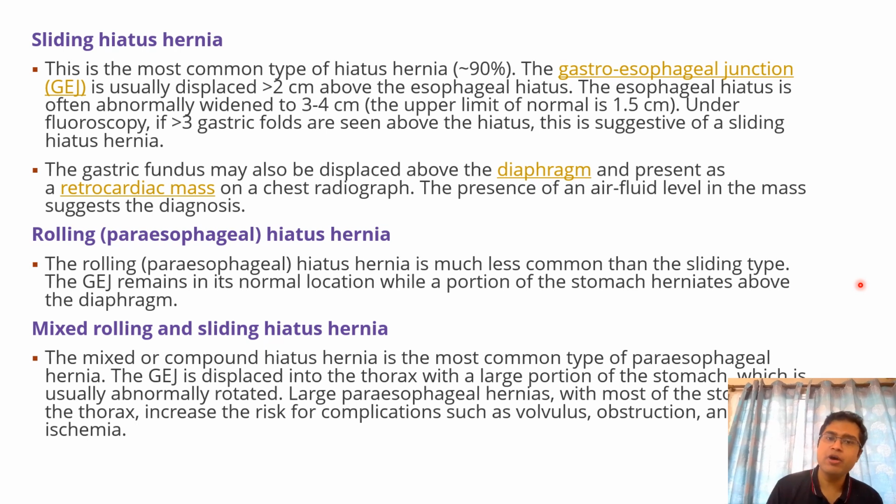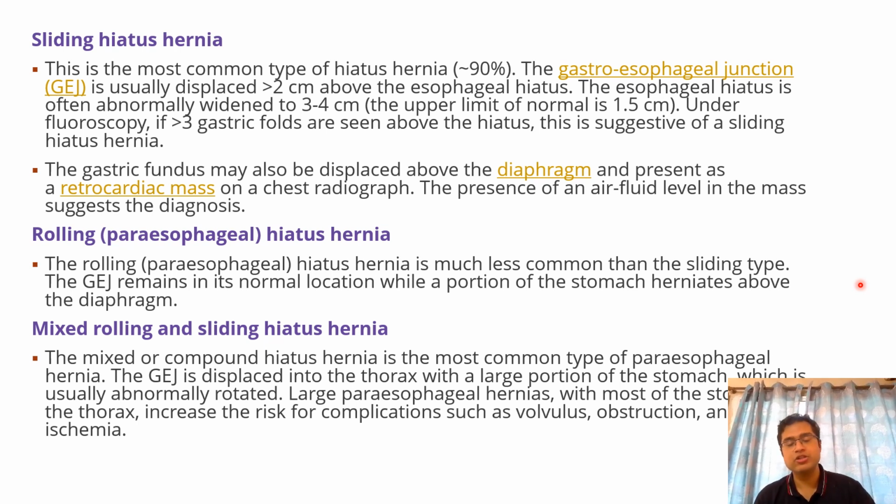The gastric fundus may also be displaced above the diaphragm and present as a retrocardiac mass on chest radiograph. The presence of an air fluid level in the mass suggests the diagnosis. Coming to rolling or paraesophageal hiatus hernia, which is less common than the sliding type, the gastroesophageal junction remains in normal location. So it is not actually displaced, which is not the case in sliding.